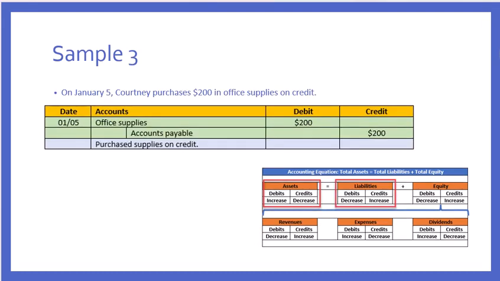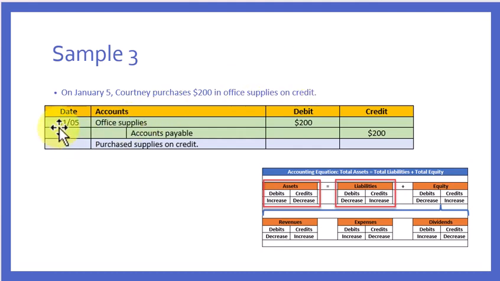On January 5th, Courtney purchases $200 in office supplies on credit, okay? Anytime you see this on credit, that is a sign that you are going to have a payable, okay? So we think, okay, what are our accounts affected? Well, we got $200 in office supplies, so office supplies needs to increase, and we purchased it on credit. So we're going to need to increase the accounts payable account.